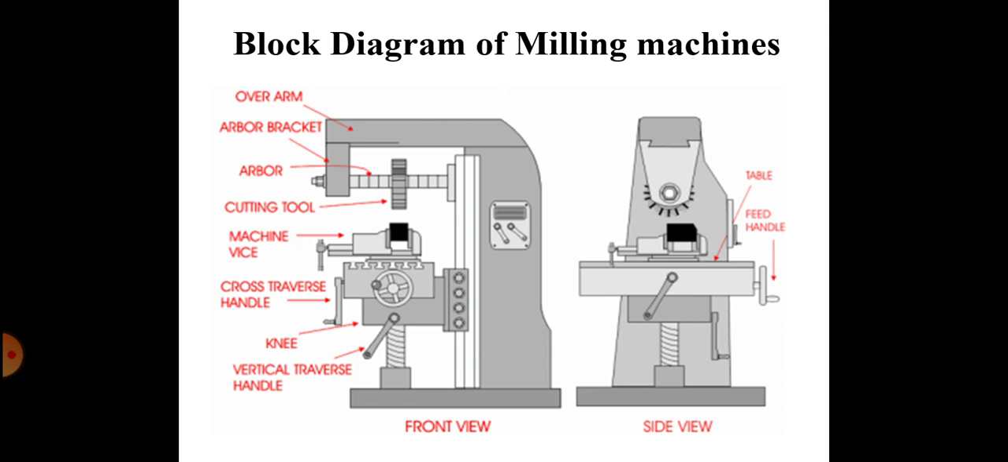The next important part is the arbor and arbor support. It is nothing but an extension of the machine spindle on which milling cutters are mounted, which is shown below this overarm on the top of the column.